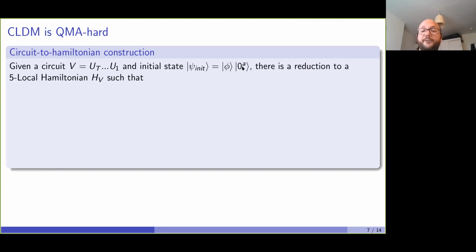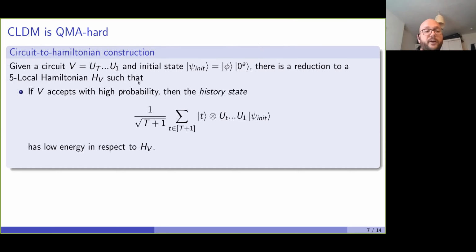And what Kitaev showed is that given this verification algorithm and this input, you have a reduction to a 5-local Hamiltonian HV, such that first, if the verification algorithm accepts with high probability on this initial state, then the history state of the computation has low energy with respect to HV.